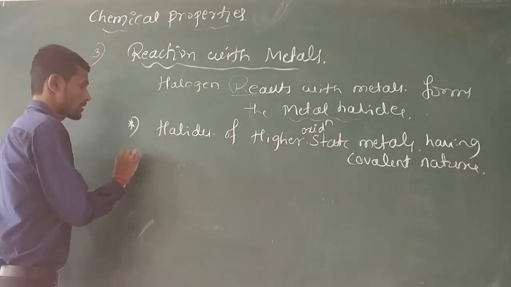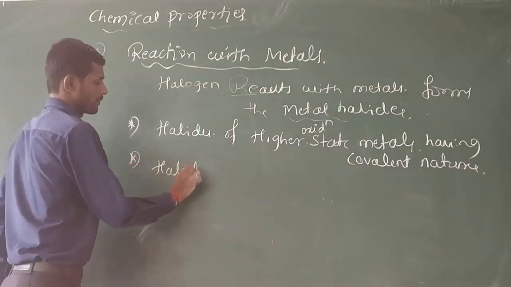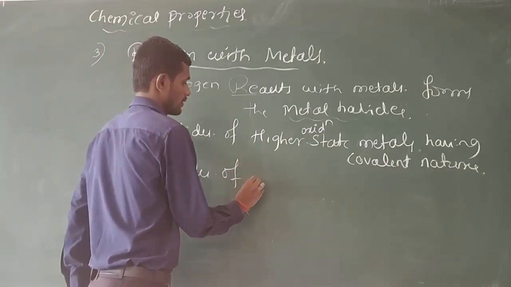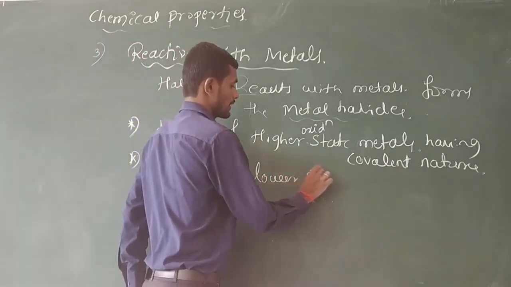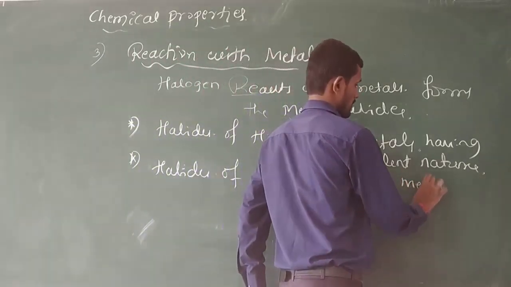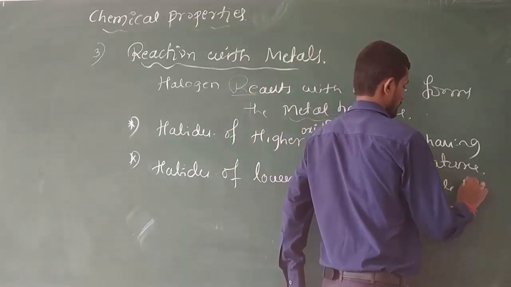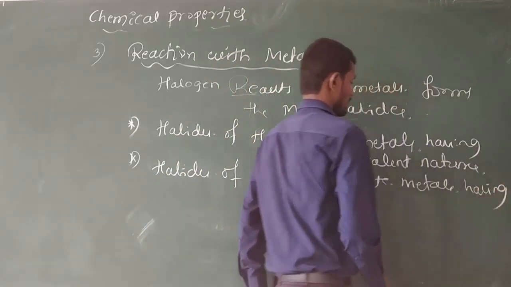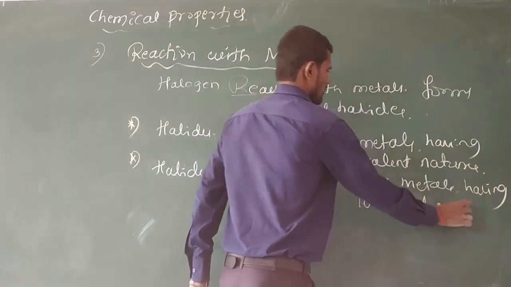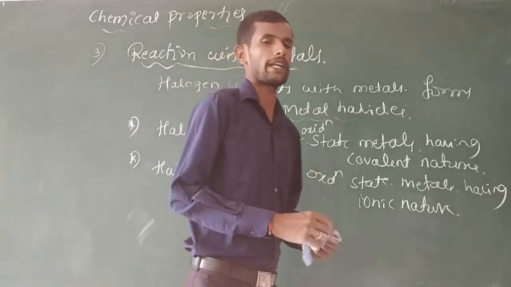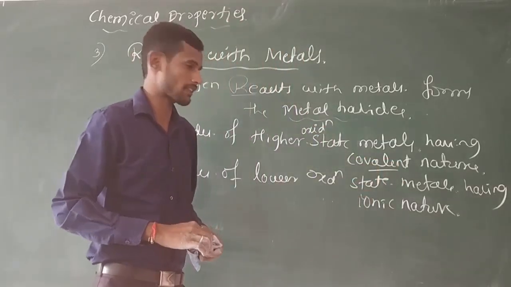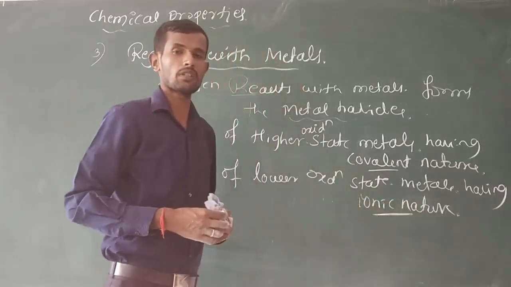Next, another point: halides of lower oxidation state of metals. Lower oxidation state metals have ionic nature. You know when a covalent bond is formed and when an ionic bond is formed. A covalent bond is formed due to the mutual sharing of electrons, and an ionic bond is formed due to the complete transfer of electrons.